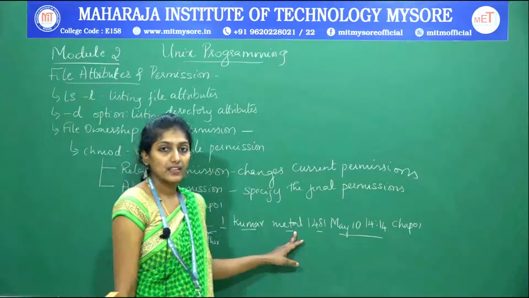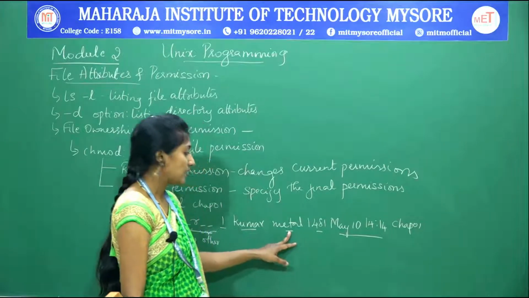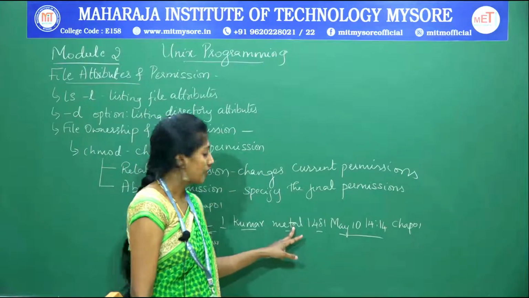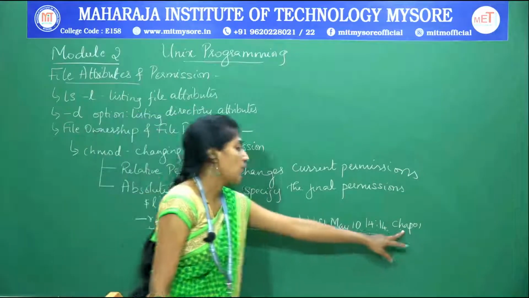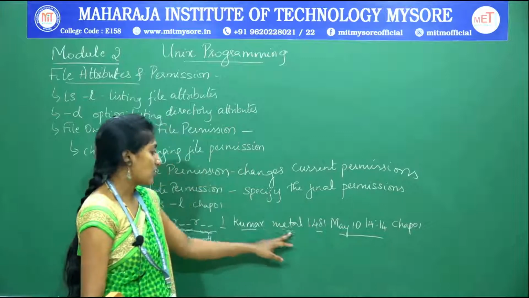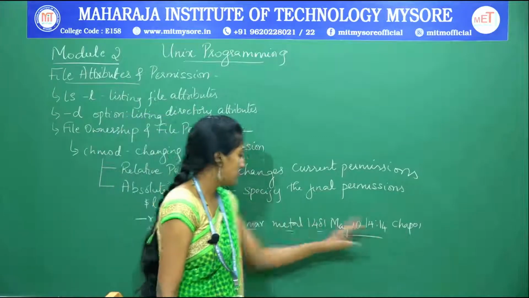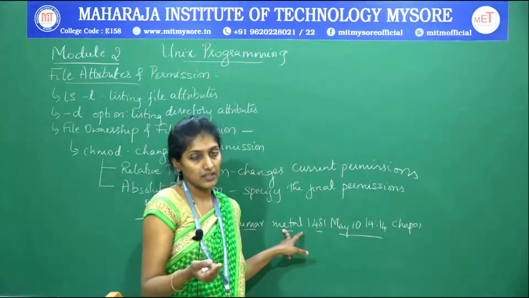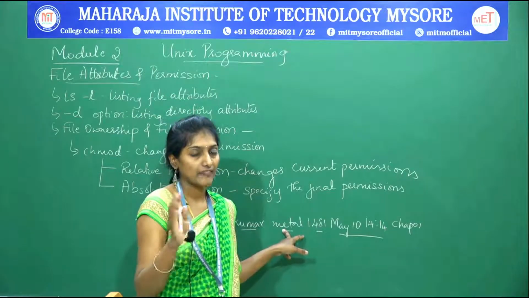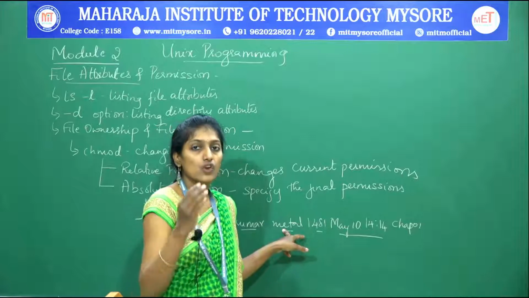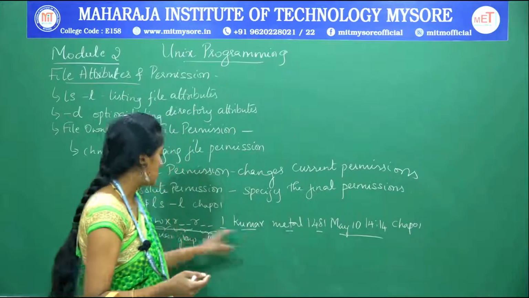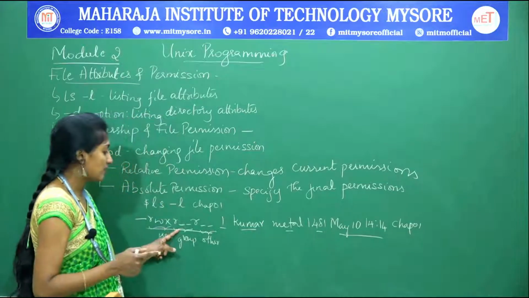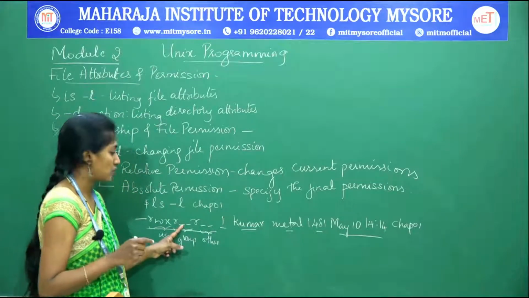Next is what? Group. In this group column, what does this represent? It displays the group this particular file belongs to. So the file chapter 1 belongs to the group metal. Under this group, let me assume I have 5 users within this group, all those 5 users can access this chapter 1 file, and those 5 users will have only the read permission here.